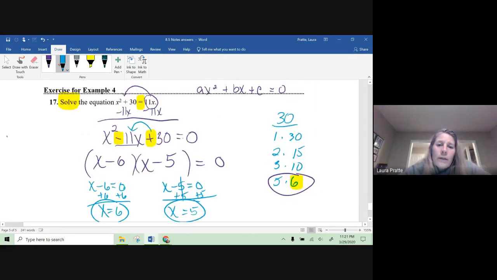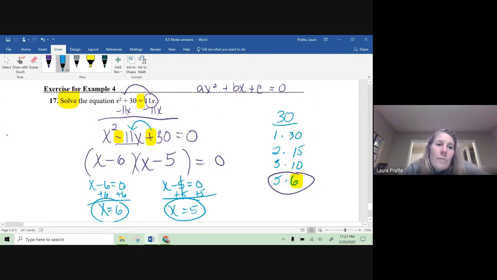And I think that's it for today. So hopefully this helped you understand how to factor a quadratic trinomial into two binomials. And then at the end there, we use the zero product property to solve for those variables.